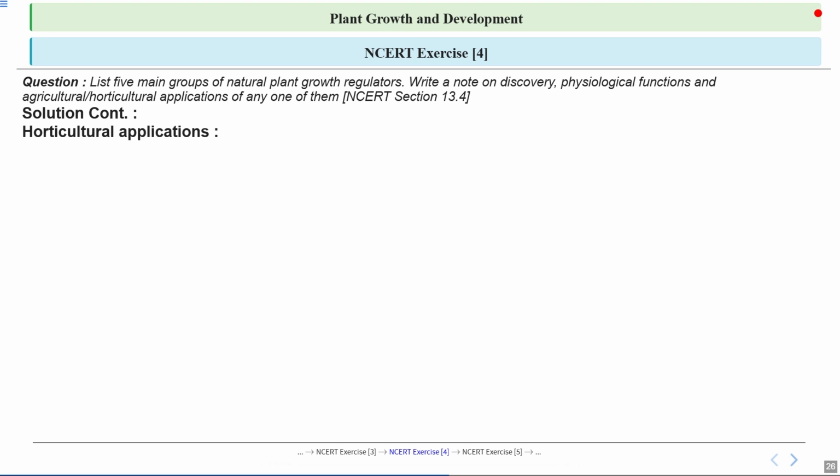Let's see the horticultural applications of auxin. First, auxins are used as rooting hormones in stem cuttings. When gardeners want to grow new plants from cuttings, applying auxin encourages the cuttings to develop roots more quickly and successfully. It's like giving a plant a boost to start its own life.